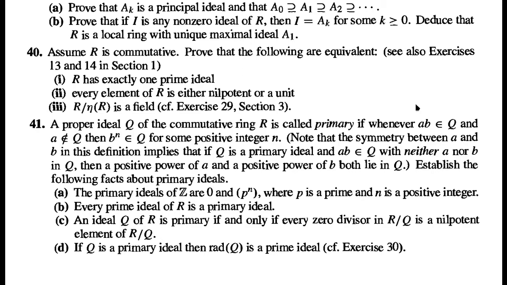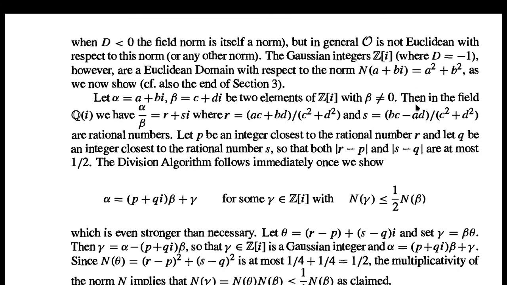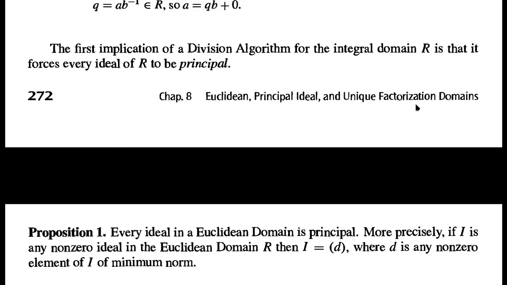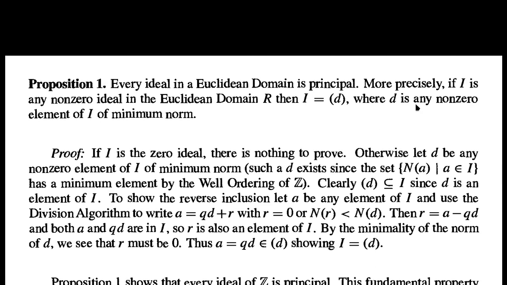So this is our primary ideal. I'm not sure if we're going to need it. Okay, so every ideal in a Euclidean domain is going to be principal, right? Every ideal is generated by a single element from the Euclidean domain. So if I is any non-zero ideal in the Euclidean domain R, then I is generated by this D, where D is a non-zero element. If I is the zero ideal, then of course it's generated by zero, so there's nothing to prove.